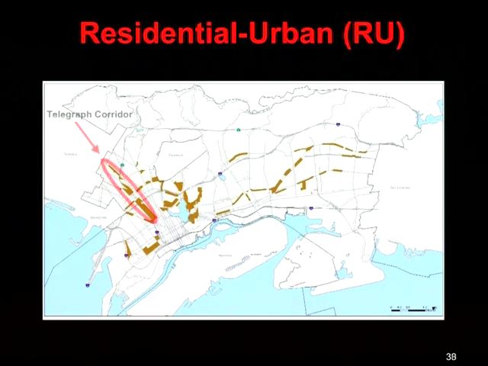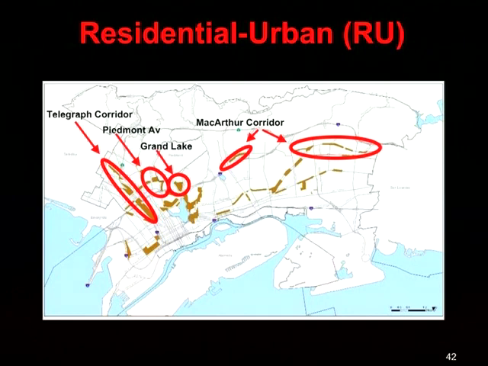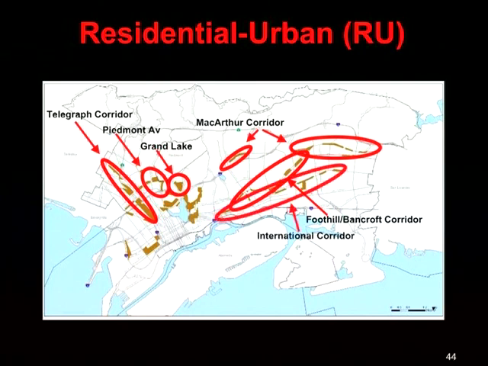These include the Upper Telegraph Avenue corridor from Highway 24 to Alcatraz, parts of the Piedmont Avenue neighborhood, parts of the Grand Lake neighborhood, the MacArthur corridor in the Laurel and Diamond districts and also in East Oakland, the Foothill and Bancroft corridors, parts of the International Boulevard corridor between downtown and San Leandro, the area east of Lake Merritt, parts of Adams Point, and the Acorn area of West Oakland.